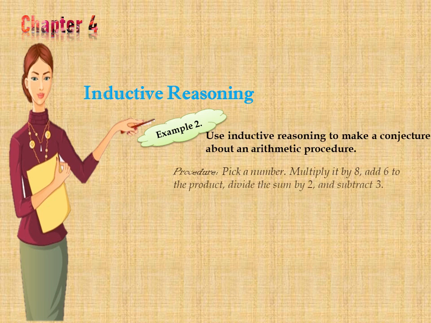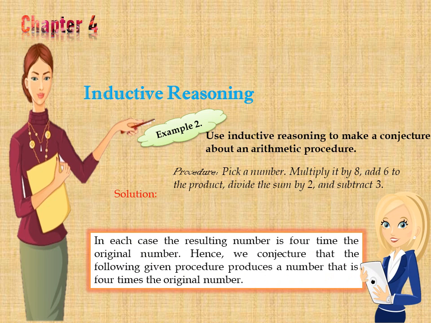Okay, so given this procedure, kung mapapansin natin, if we pick 5 as our original number, we ended up with 20. If we start again with 6 as our original number, we get a final result of 24. And if we started with 10, following the procedure, we get a final result of 40. So hence, in each case, the resulting number is 4 times the original number. Hence, we conjecture that the given procedure produces a number that is 4 times the original number.